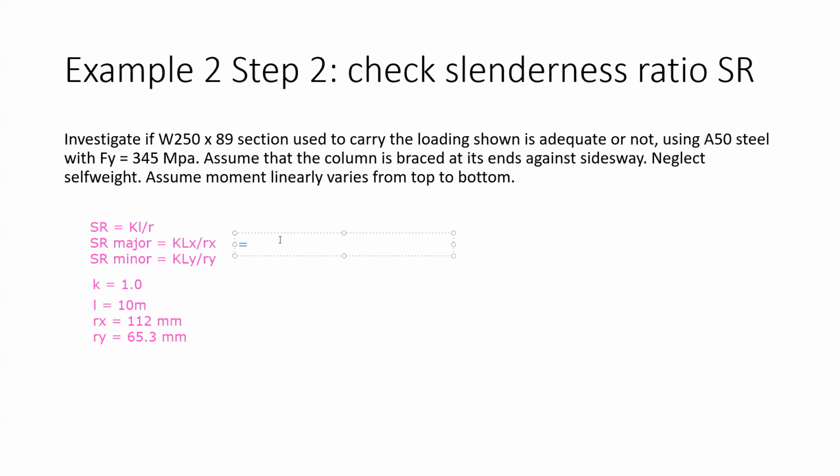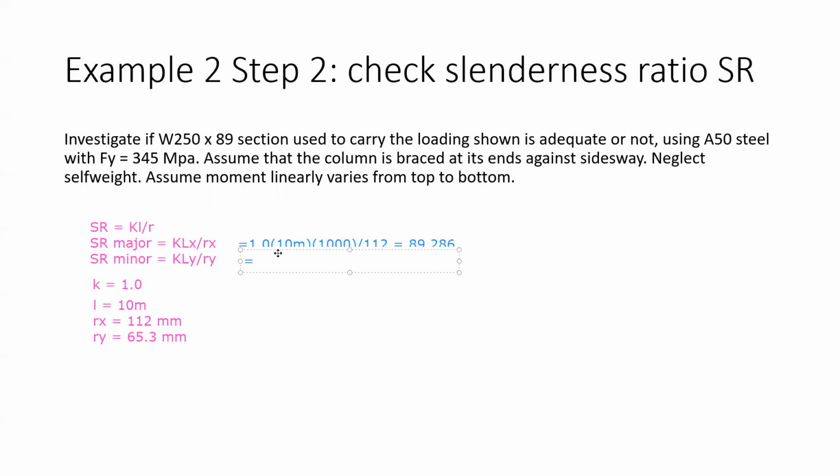Okay, let's put that in our formulas. This is equal to K 1.0 times the value of L, 10 meters, and let's convert this into millimeters, so times 1,000, divided by rx, which is 112. So what is our slenderness ratio along the major axis? It is 89.286.